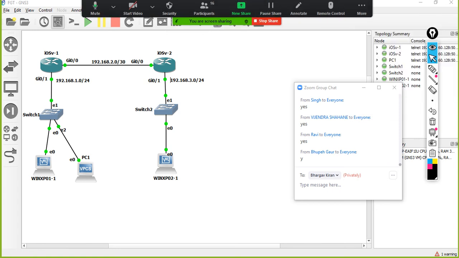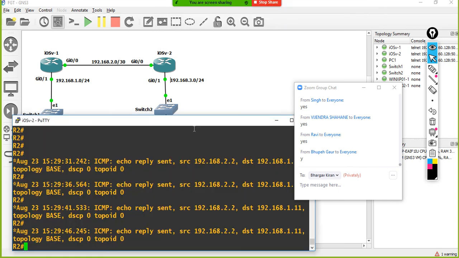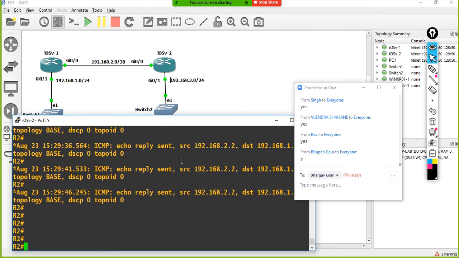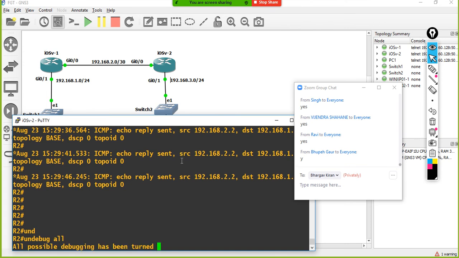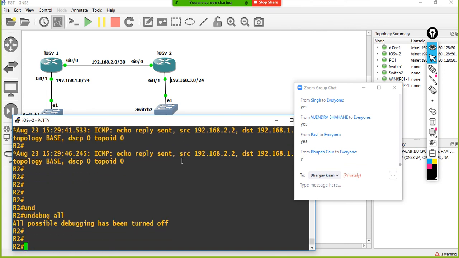So let's go to router 2. Can you help me out, guys? Before I started the debug, now I'm going to disable it. You need to disable it using undebug all, or you can type no debug all. That's it, so the debug is going to stop. Remember that. Whenever you type this command, whatever debug commands you enabled before are automatically disabled.